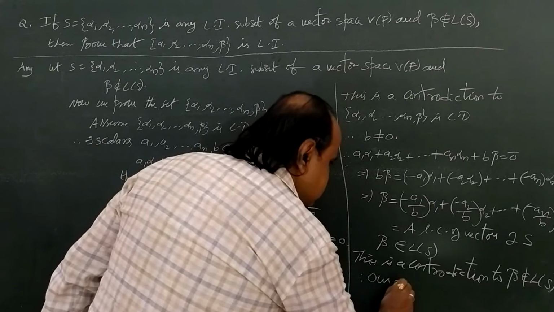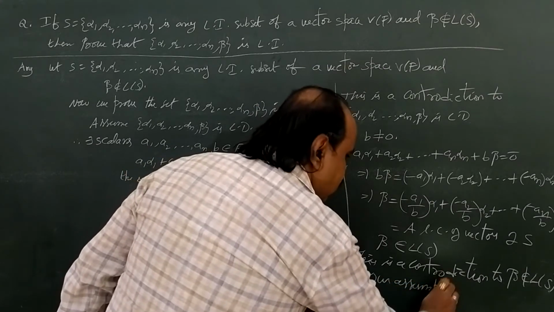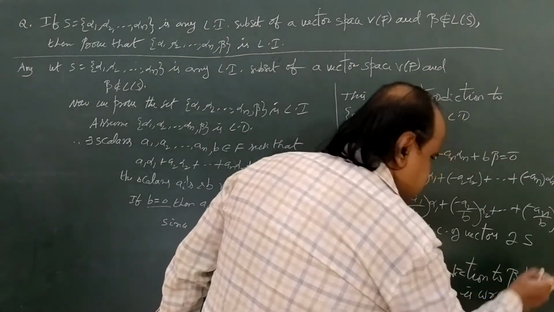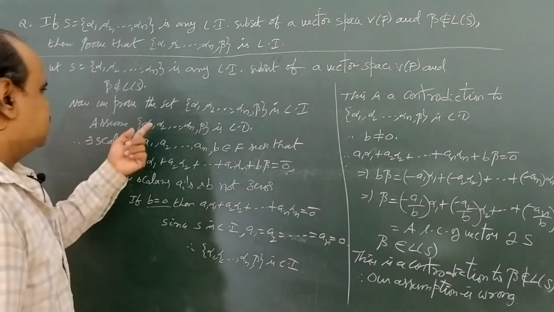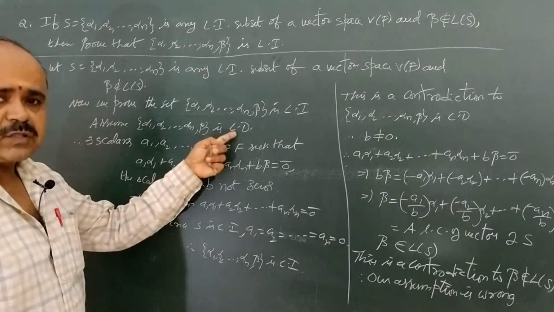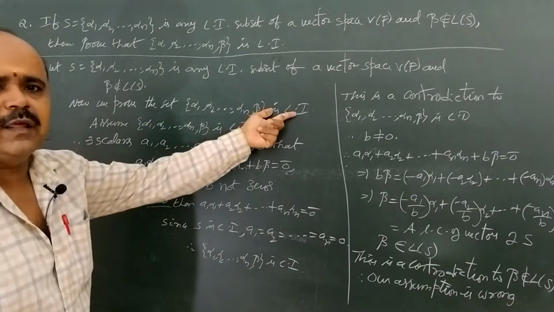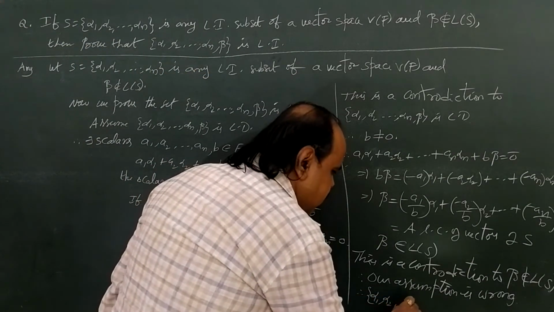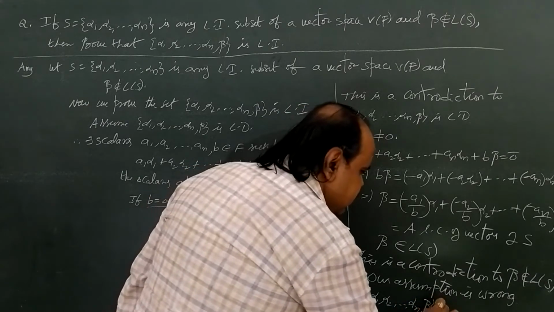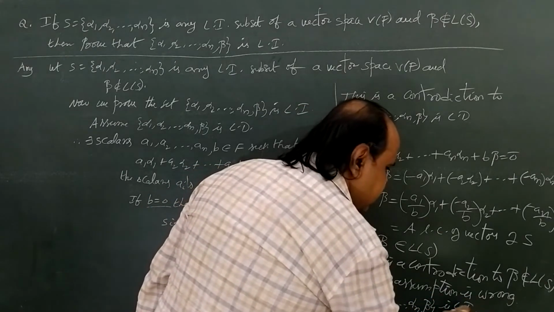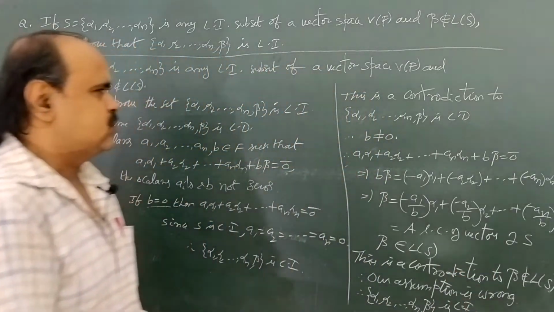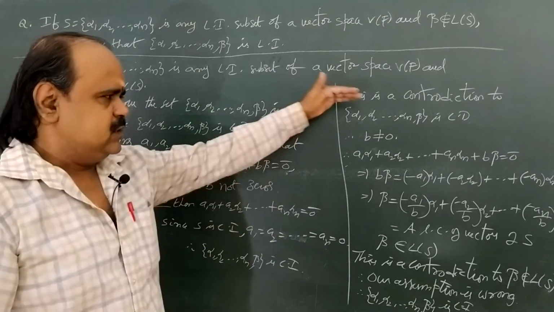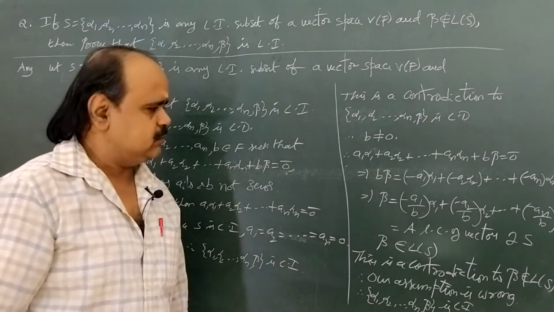Therefore, our assumption is wrong. Then what is correct? Alpha 1, alpha 2 and alpha n comma beta is LD was wrong. So, it is not LD. It must be LI. Therefore, the set alpha 1, alpha 2 and so on alpha n comma beta is linearly independent. Okay, so it is the main proof. Please observe slowly, step by step. Please understand this problem. Okay na?